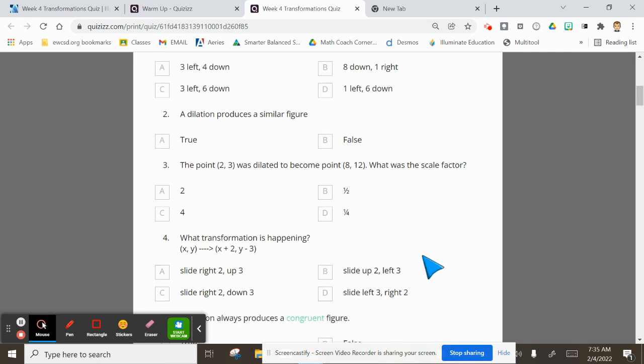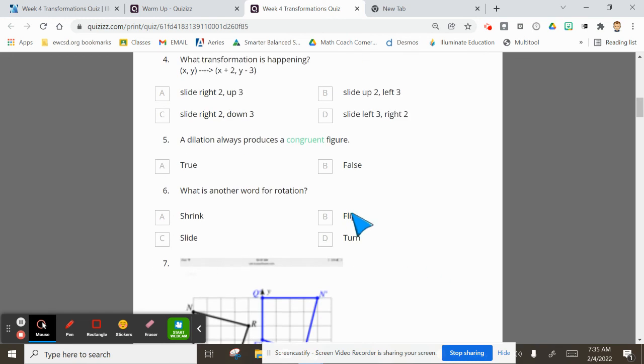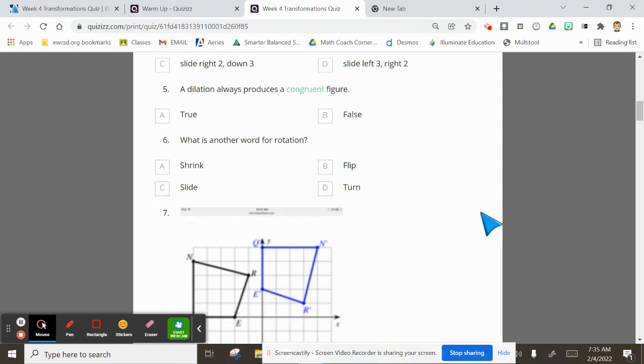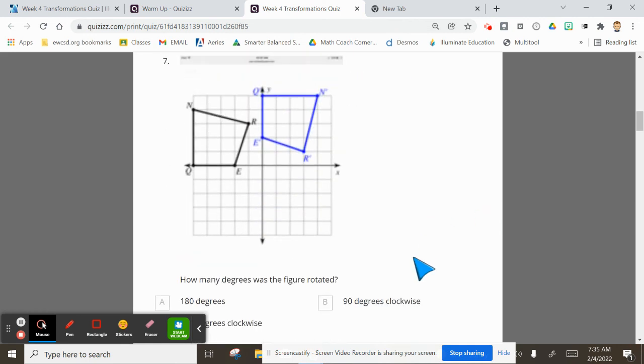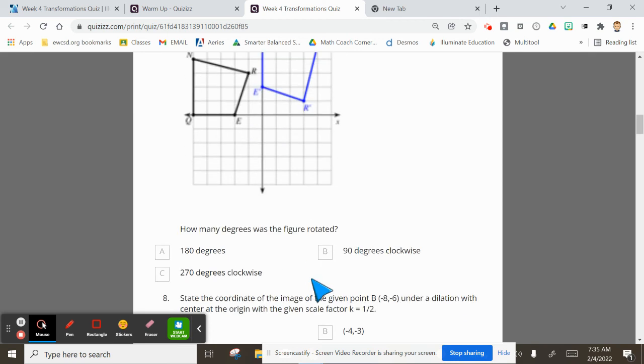All right. As you keep going through this, take your time reading. I know they're kind of bunched together, but take your time. Dilation always produces a congruent figure. Interesting with the wording. All right. Now, this is great. Number 7. So number 7 may require you to use your patty paper, and we'll give you some more patty paper if you need it. For this one, how many degrees was the figure rotated?